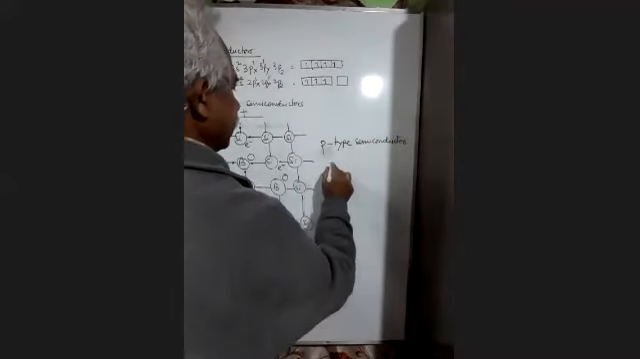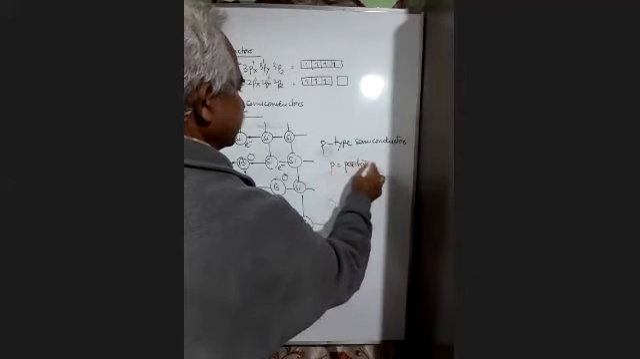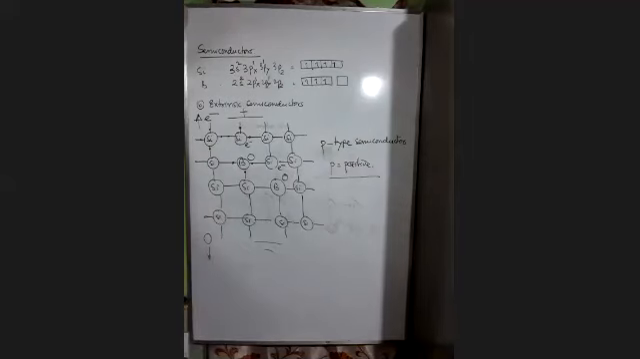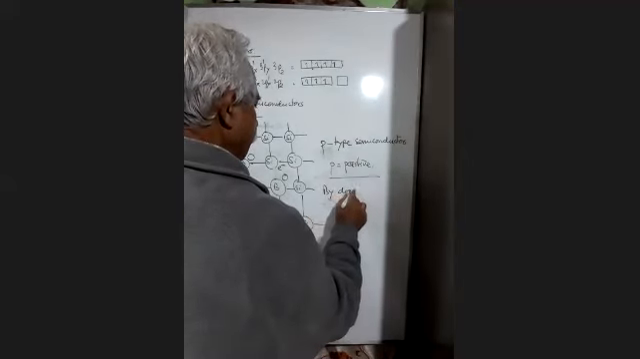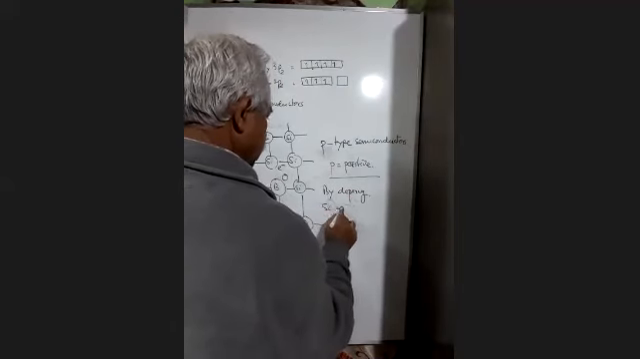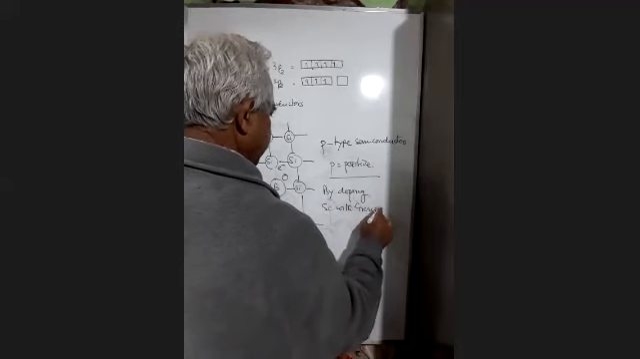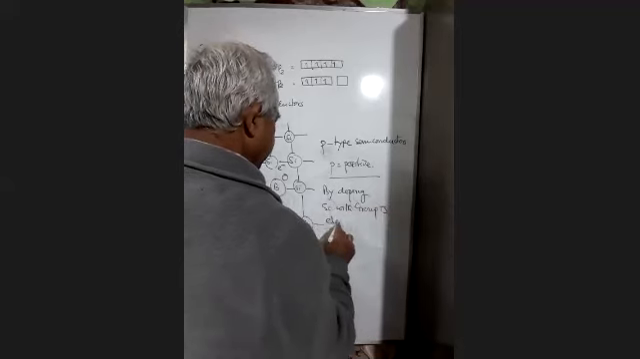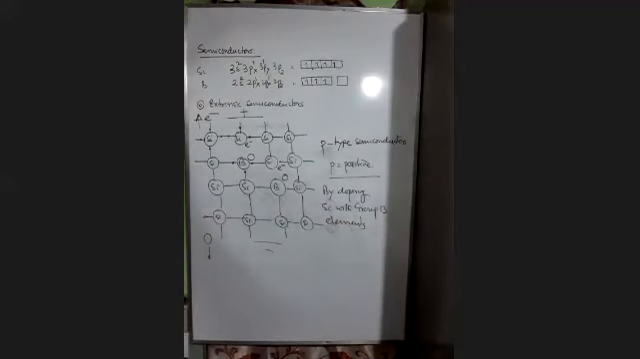What is P? P is positive or electropositive. This is called p-type semiconductors. How did you get it? By doping silicon with group 13 elements. So instead of boron, you can also add others.